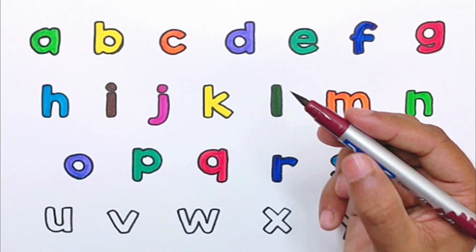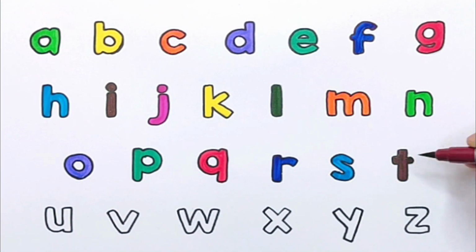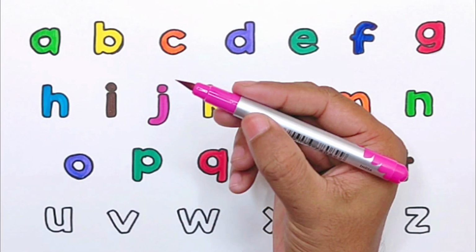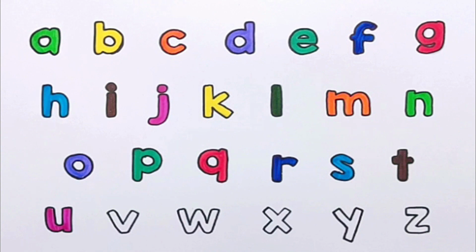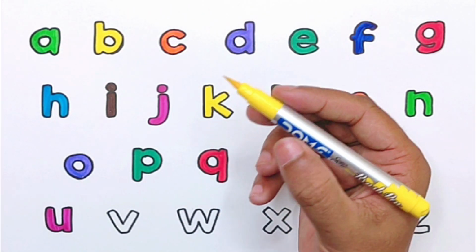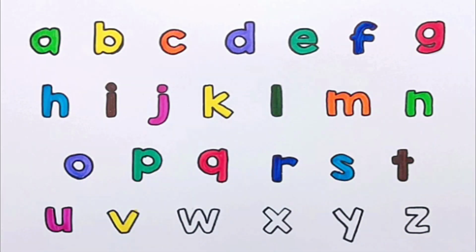Brown color. T. T for tiger. Pink color. U. U for unicycle. Yellow color. V. V for vacuum cleaner.